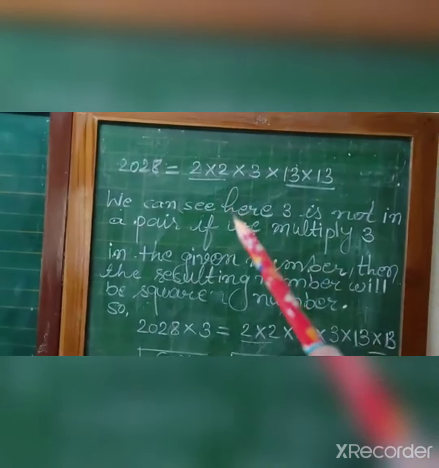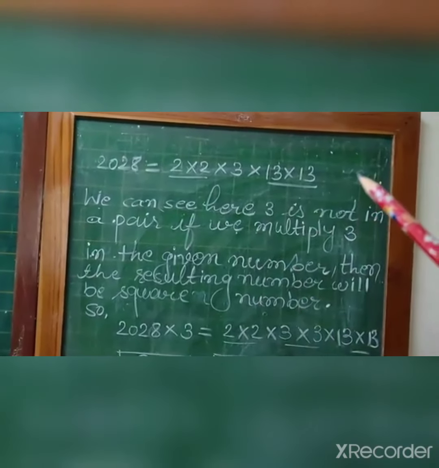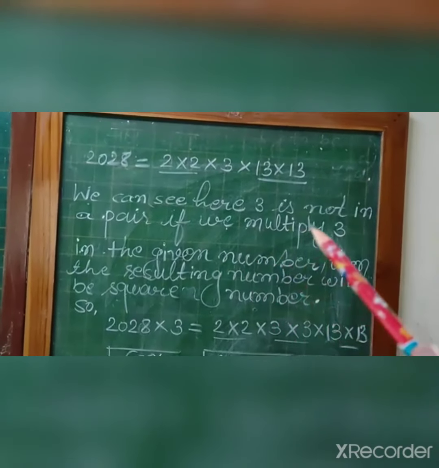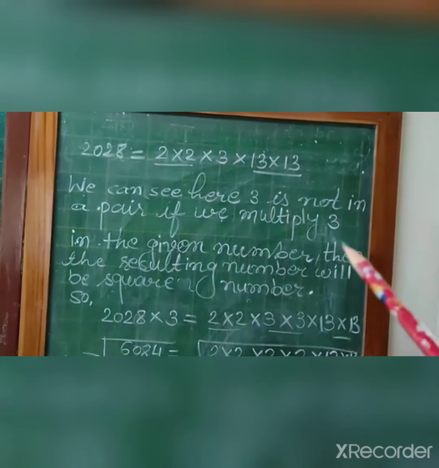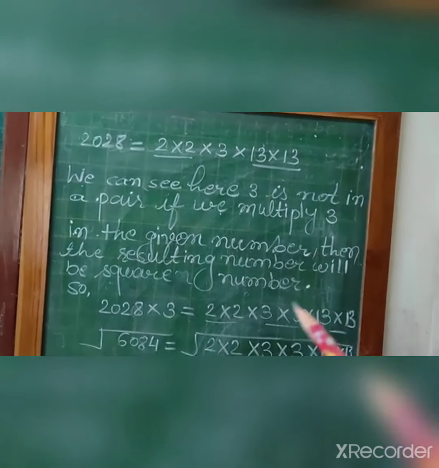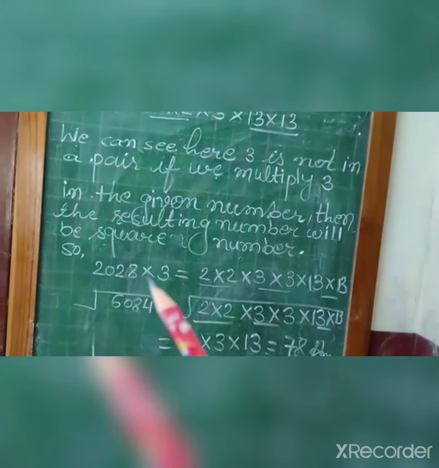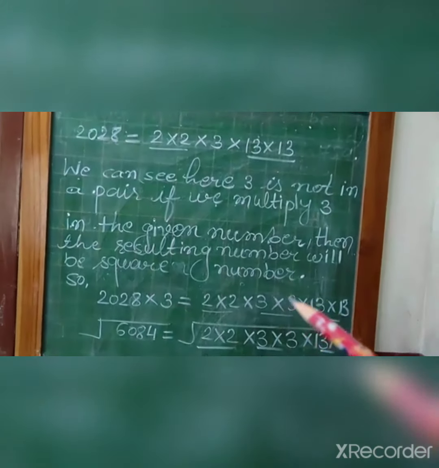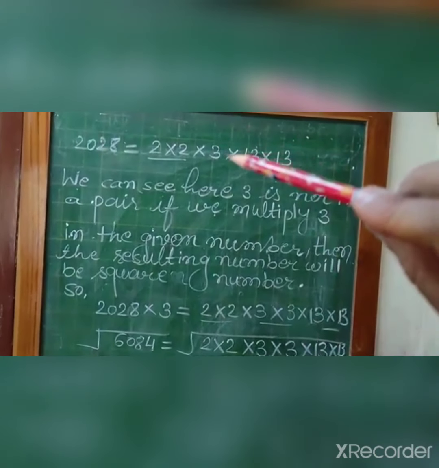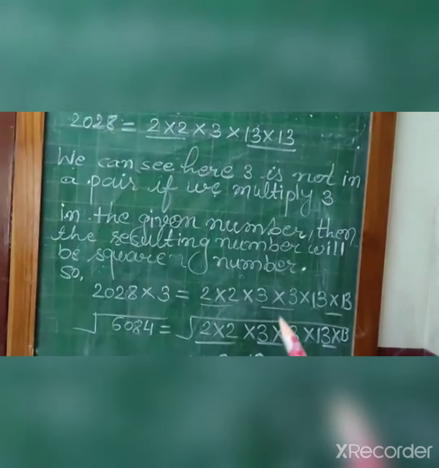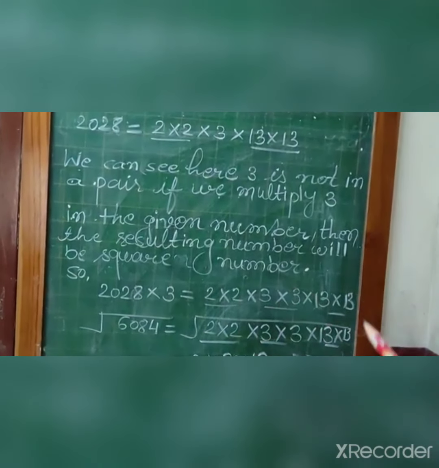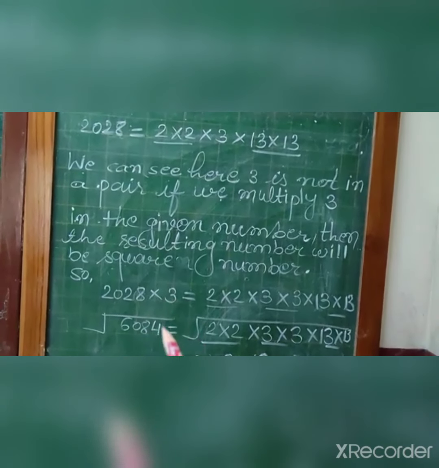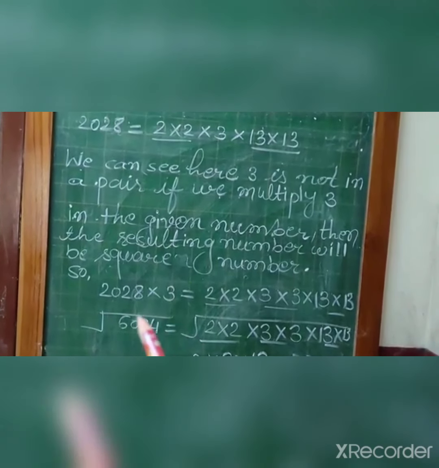You can see here 2 is making a pair, 13 is in a pair, but we can see that 3 is not in a pair. So if we multiply 3 with the given number, then the resulting number will be a square number. So 2028 into 3. We will put this 3 with this 3, so this will be in a pair. So 2 into 2, 3 into 3, into 13, 13. Multiply this, you will get 6084.